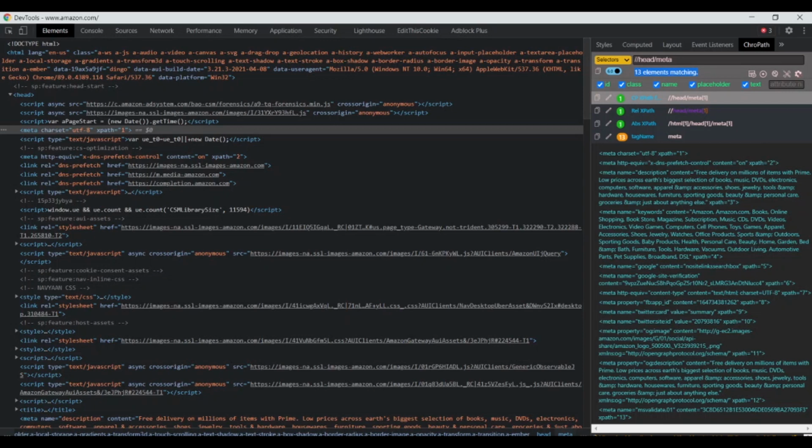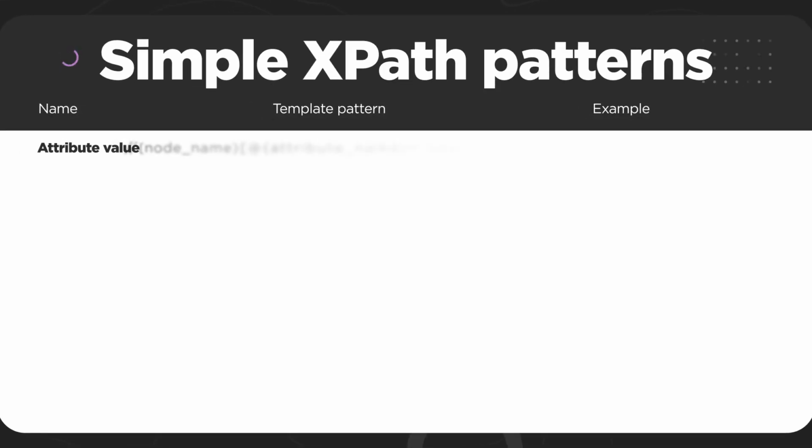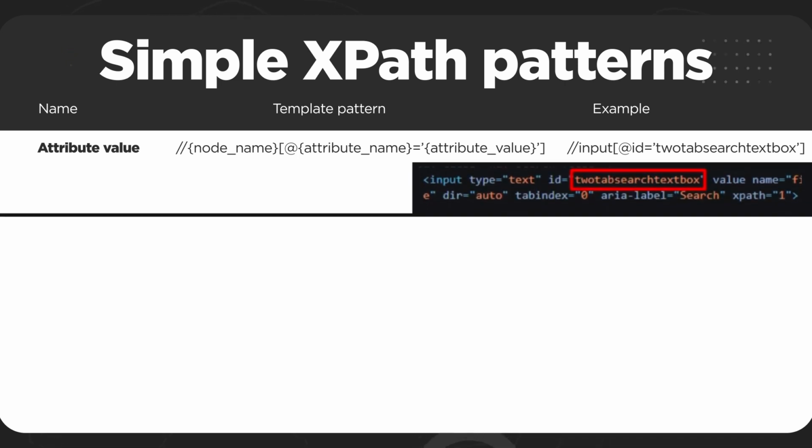I can highlight a few simple XPath patterns. They are the following. The first one is attribute value. The syntax of an element with a specific attribute value in XPath is very simple. You should represent the selector as a string which looks like the following: two slashes, node name, opening square bracket, at, attribute name, equals sign, single quote, attribute value, single quote, closing square bracket. You can see that it is not as verbose as CSS, so it is better to use a CSS selector in this case. But let's consider how it works on the Amazon.com page.